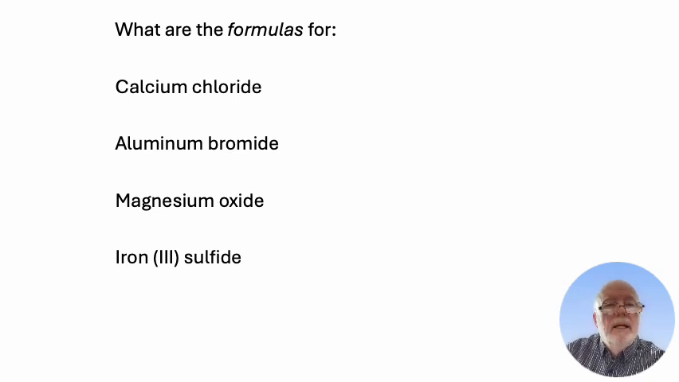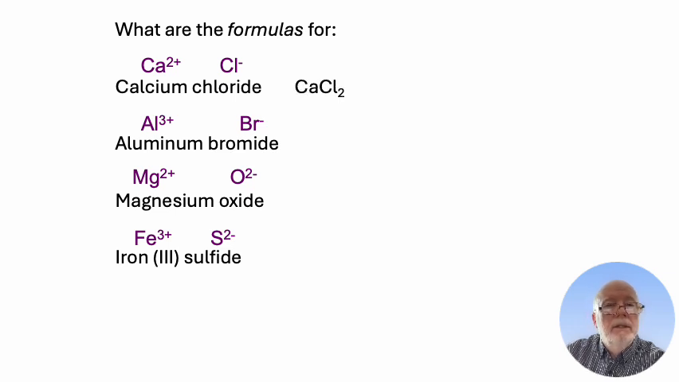All right, so let me show you how we figure these all out. So here are the symbols and the charges for the ions. I wrote them all right above the names. So you can tell by looking at the first one, calcium chloride, that's CaCl2. You notice again, we're not saying subscript 2. Aluminum bromide, AlBr3. Magnesium oxide, MgO, not Mg2O2. Iron 3 sulfide, Fe2S3.